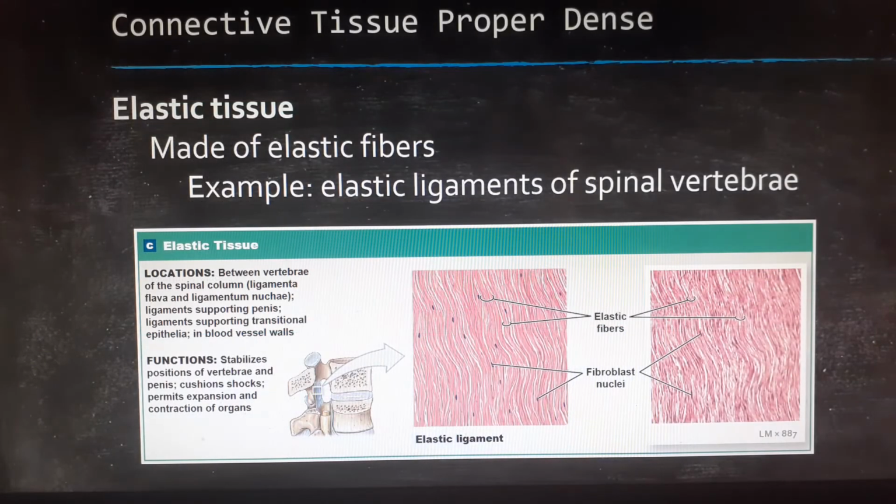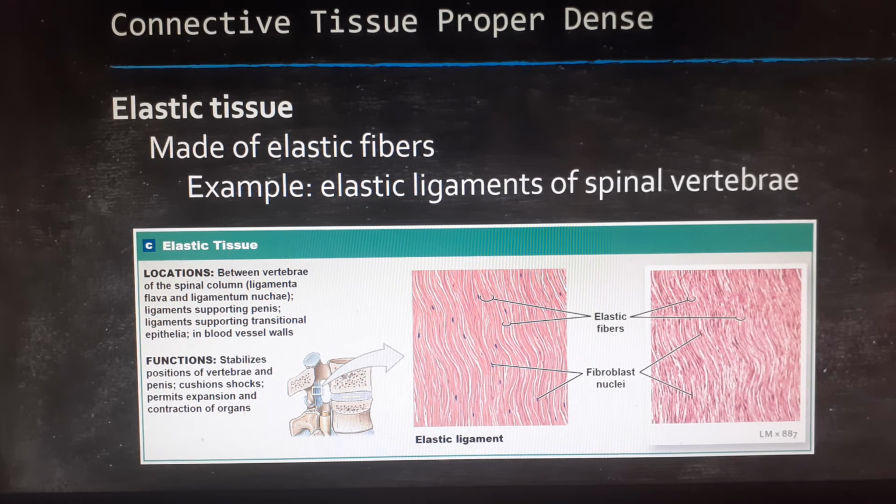The last of our dense tissues is dense elastic, and it's all elastic. And we're finding this in a few places like the ligaments of the spinal vertebrae, the ligaments supporting the penis, the ligaments in the transitional epithelium, and in blood vessel walls. So it looks very much like dense regular. The only difference is that this would be elastin versus collagen, which is why we did not put this one on the lab test.